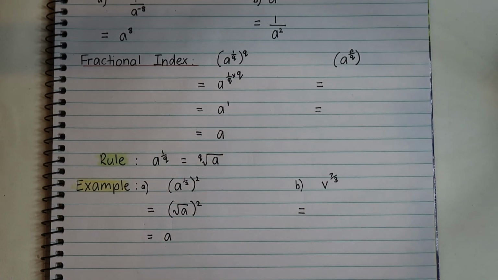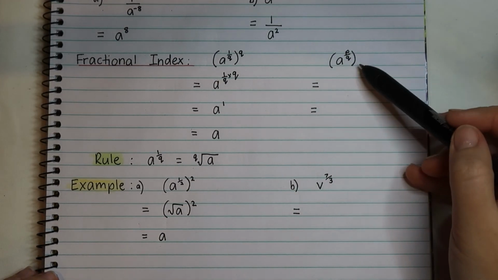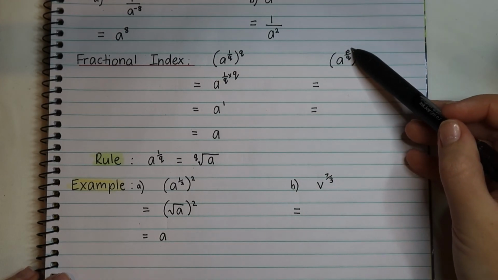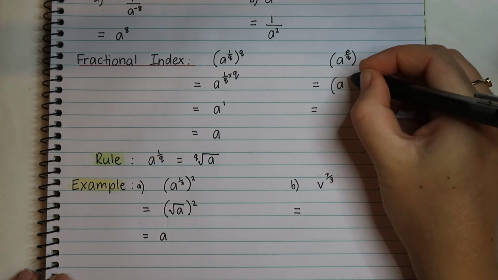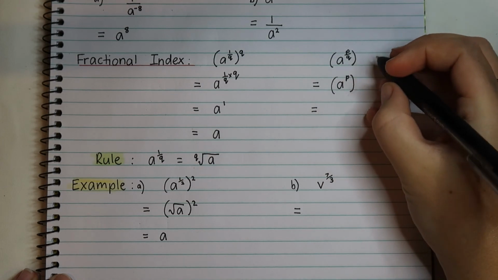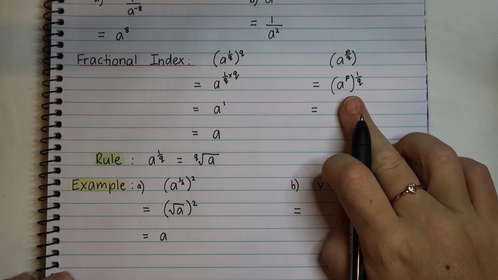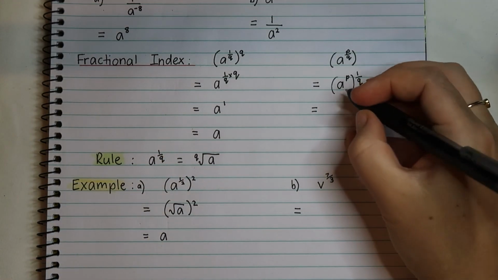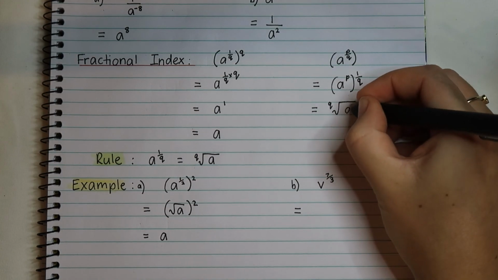You can also have other fractional powers, not just 1 on q, but p on q. So looking at this example up here, we have a to the power of p on q. This can be rewritten as a to the power of p, all in brackets, to the power of 1 on q. And therefore, following the same rules, we can rewrite this as the qth root of a to the power of p.